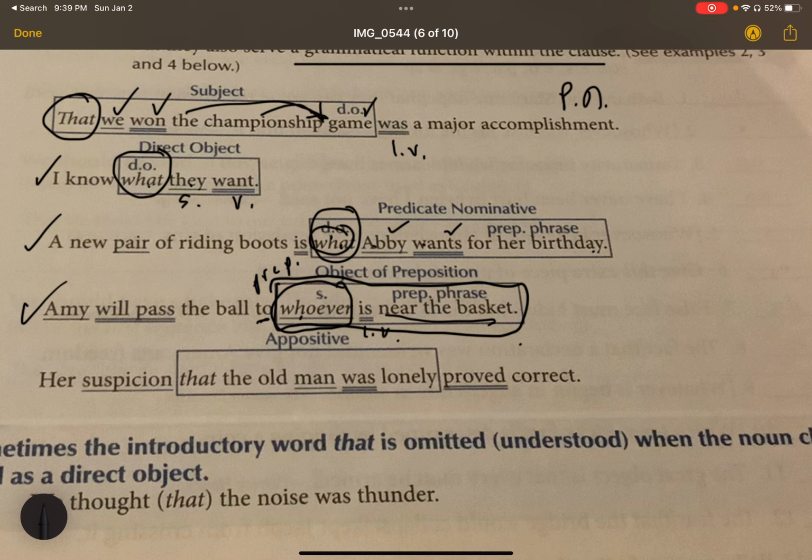Now you might say, why is it not to whomever? Hopefully you remember, or maybe you don't, but this is the nominative case pronoun. Whoever is nominative case.